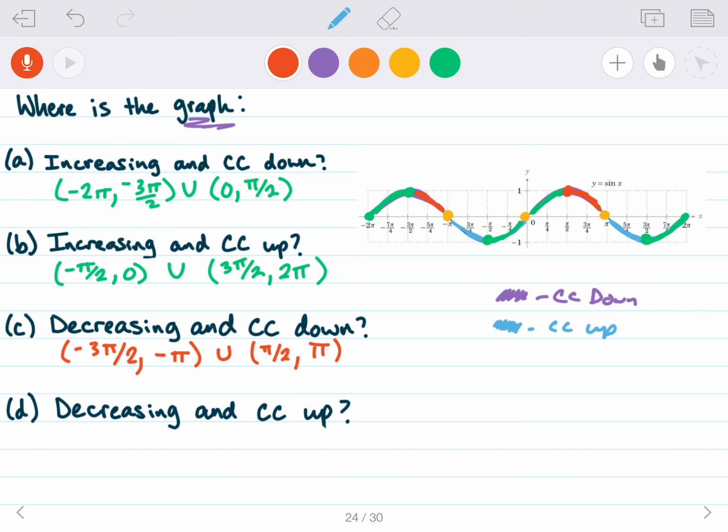Okay, decreasing and concave up, we can see starting at the blue portion that's left here, we are decreasing from x equals negative pi to x equals negative pi over 2. And then we start to decrease again, starting at x equals pi to x equals 3 pi over 2.